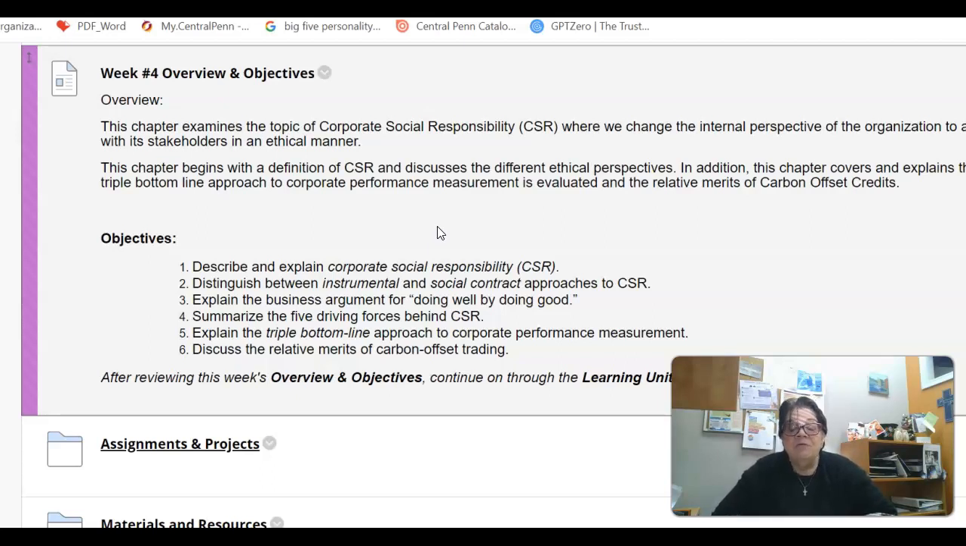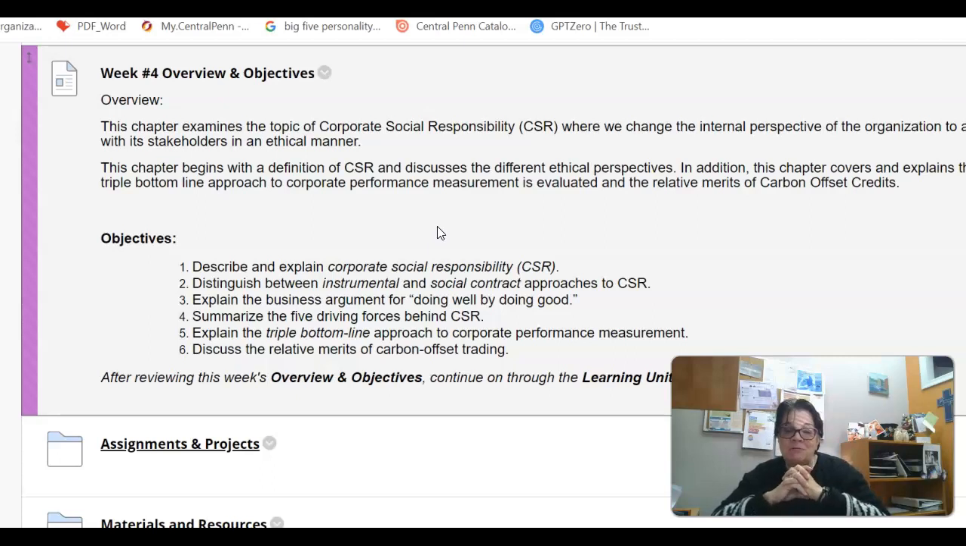What are the 5 driving forces behind corporate social responsibility? This is a really interesting chapter, and you're going to be talking about these 5: transparency, knowledge, sustainability, globalization, and failure to the public sector. Because we are talking about corporate social responsibility, we're really going to be touching on globally and the public sector.